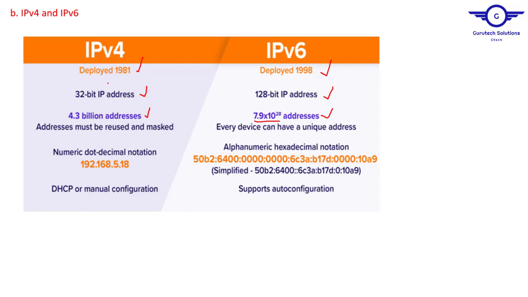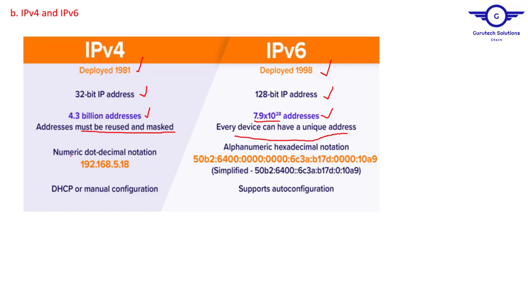Okay, and then IPv4 addresses, you can see, must be reused and masked. So for example, the same IP address I'm using right now, someone is using somewhere else, because they can be reused and masked. But for IPv6, every device can have a unique address, because there are a lot of IPv6 addresses available. There's no need to reuse any.